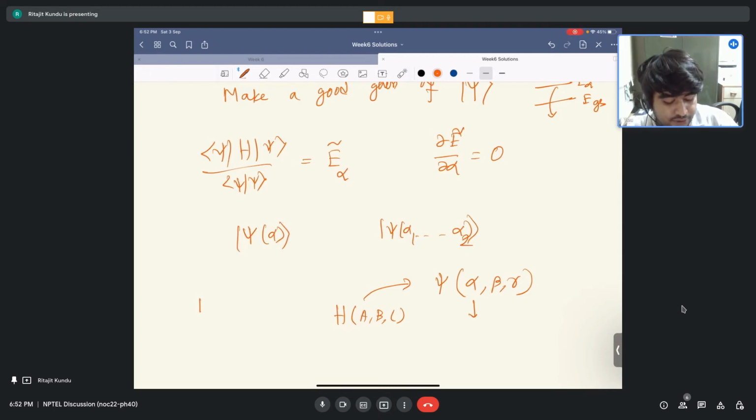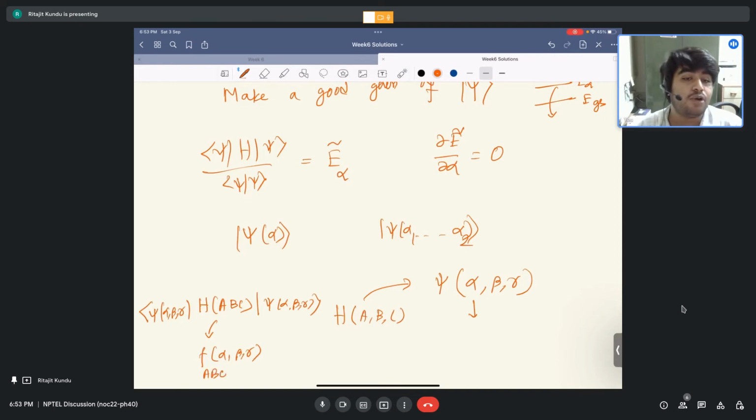So you have H of A, B, C, right? And then you take the expectation value with psi of alpha, beta, gamma on both sides, and let's say this is normalized, so I'm not dividing by any denominator, okay? So now this is some function which has alpha, beta and gamma as variational parameters, and it also depends on A, B, C, which are not free parameters. These are physical parameters that come from the environment, or some couplings, or the electron's mass. These are not variables.